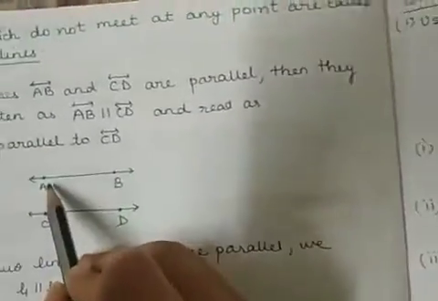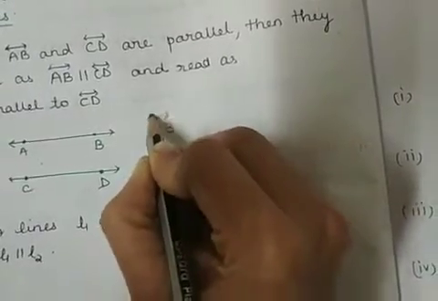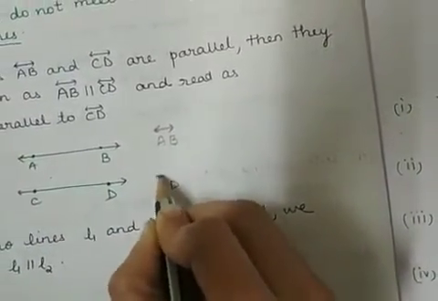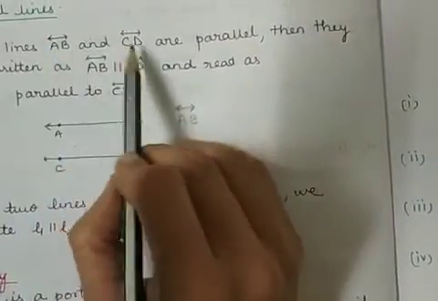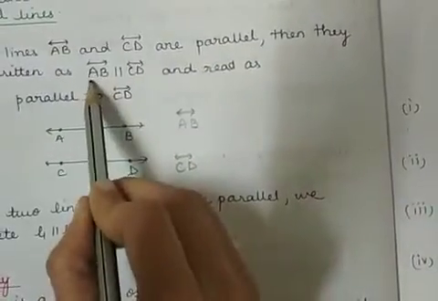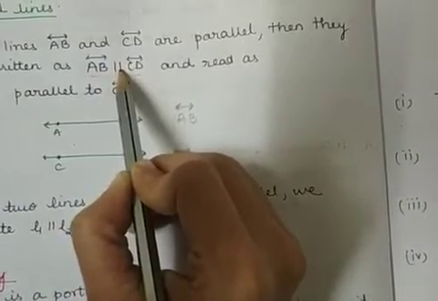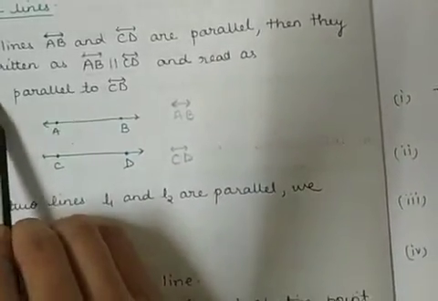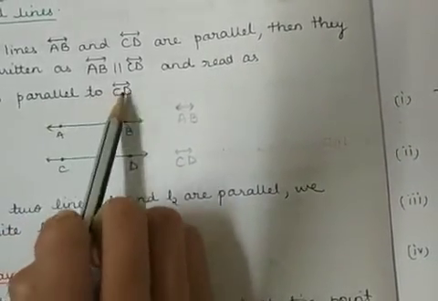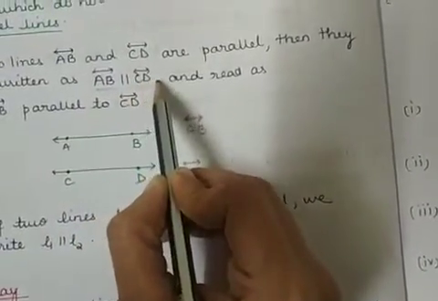Suppose you have two lines, line AB, this is how you denote the line AB, and this is line CD. Now, if you want to say that lines AB and CD are parallel, then they are written in this form. You write first AB, then you put two vertical lines like this, and CD. It is read as line AB parallel to line CD. So this is how you write.